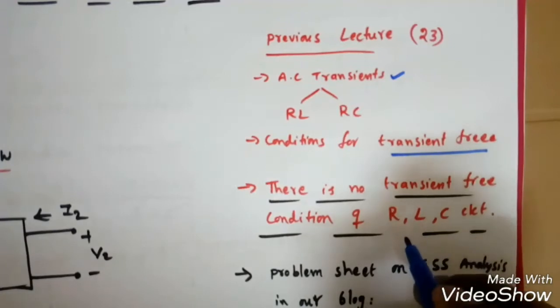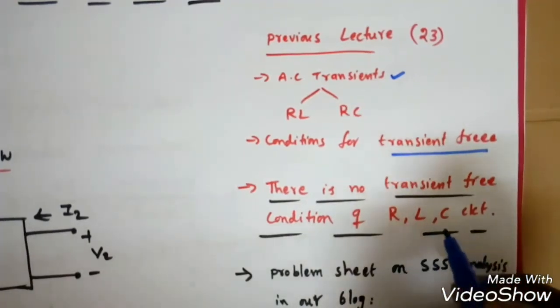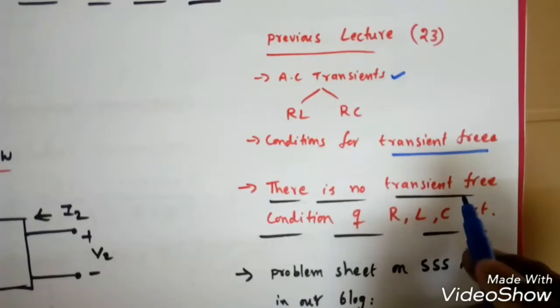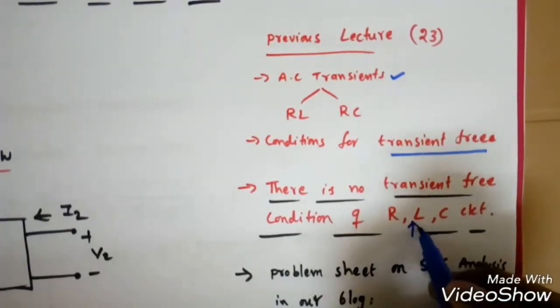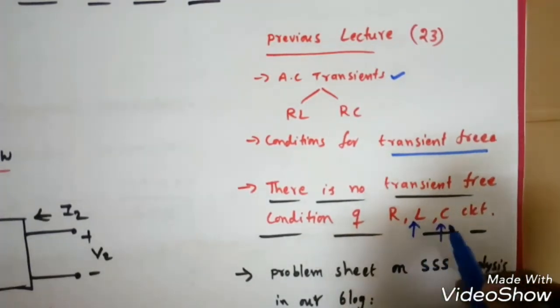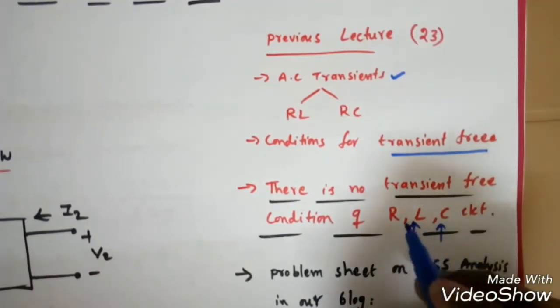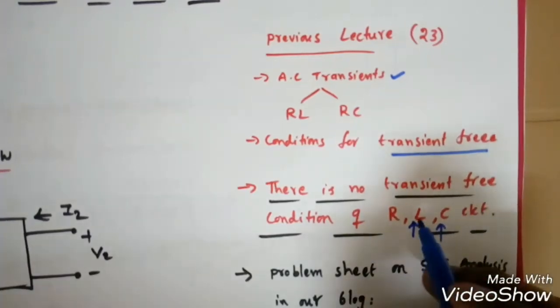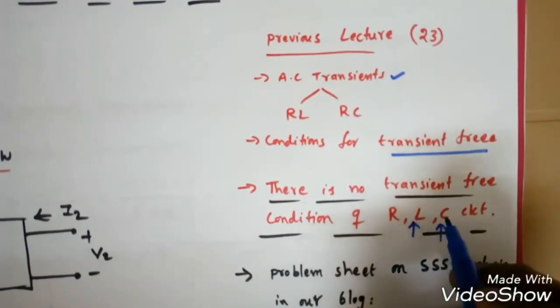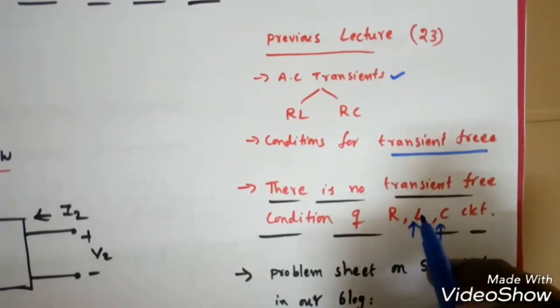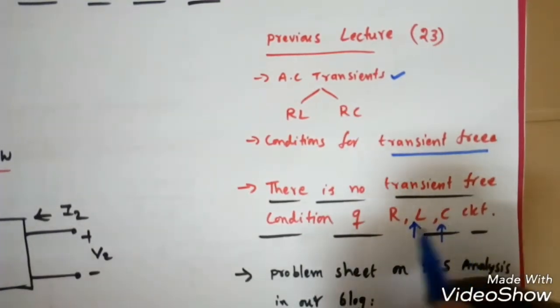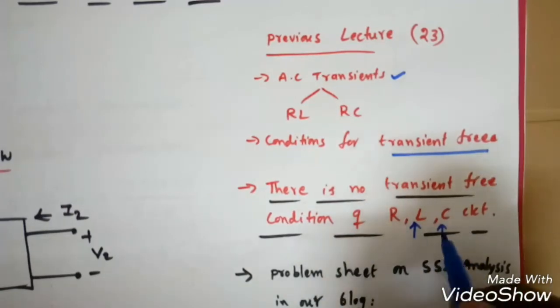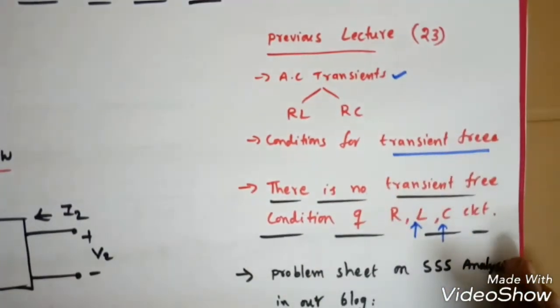Whenever there is an RLC network, series RLC, parallel RLC, etc., we cannot find any transient-free condition, because two storage elements will be there, that is, an inductor and a capacitor. Both are storage elements. If both are present, we cannot get any transient-free condition, because if one is taking energy it may give energy, and similarly, if it is giving energy, it may take energy. So there will always be transient conditions. We cannot get any transient-free condition in RLC circuits.